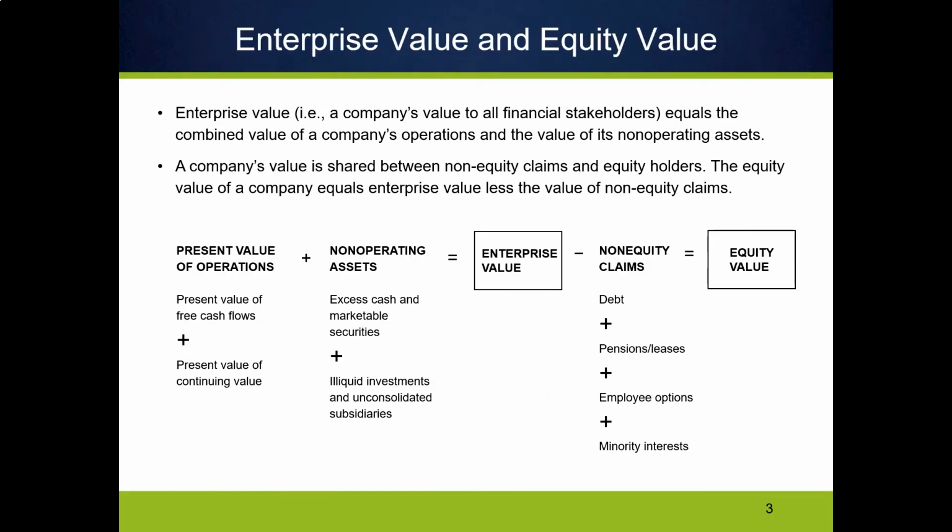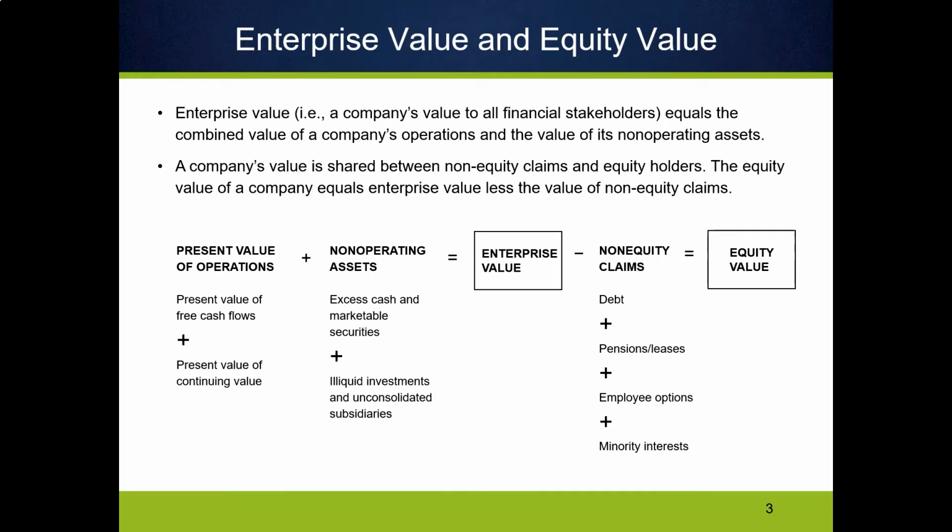So just in a quick little graphic, right? Enterprise value is the sum of the present value of the firm's operations, right? And this is what we've been doing all semester, just this first column here. We've calculated the present value of the free cash flows, and we've calculated the present value of the continuing value. Add those 2 together, that's the present value of the operating part of the firm.